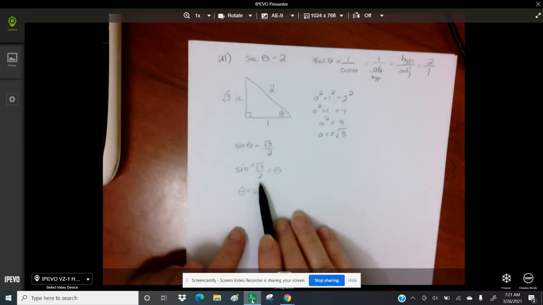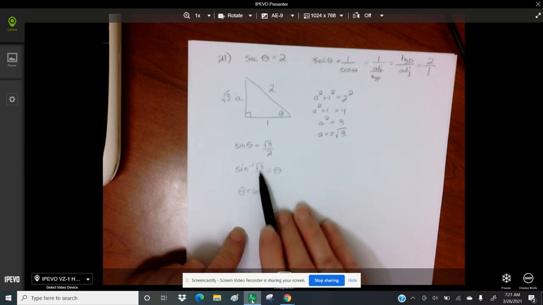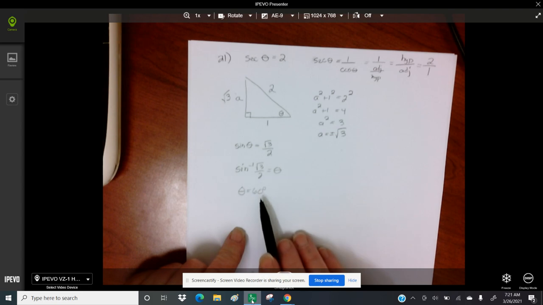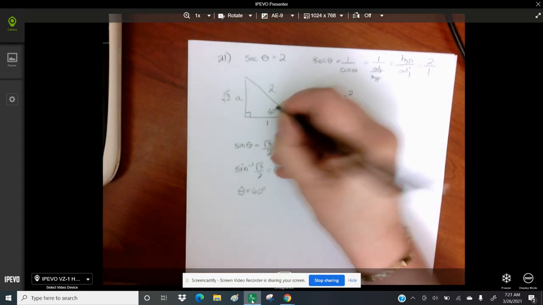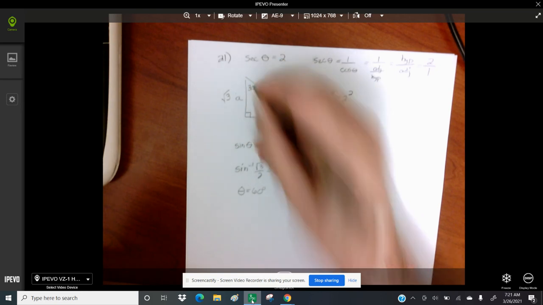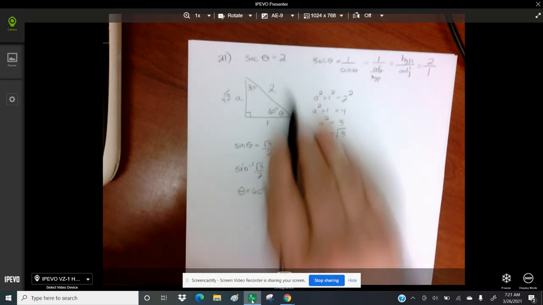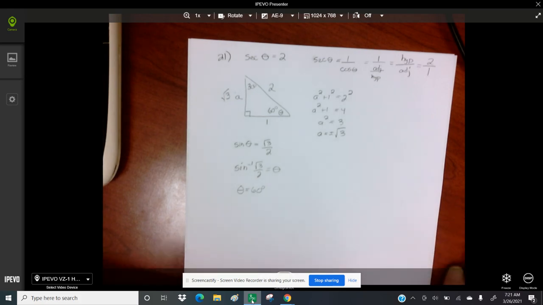Now, you should have known that the sine of the square root of 3 over 2 is 60 degrees, because that's one of the ones I asked you to memorize. But in any case, if this is 60 degrees, this one has to be 30 degrees because this is 90 degrees. And now I know all the angles and all the sides.